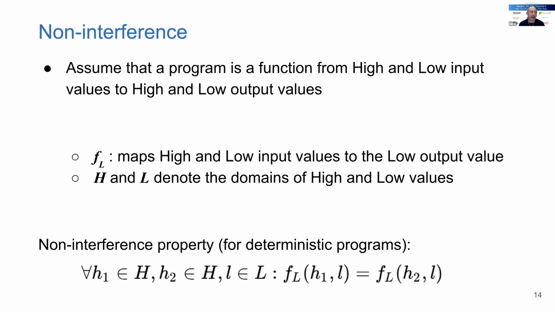But let's say we model the program as a function that takes high and low values and maps it to the low value, basically the public value. High and low: high is the secret and low is the public input.